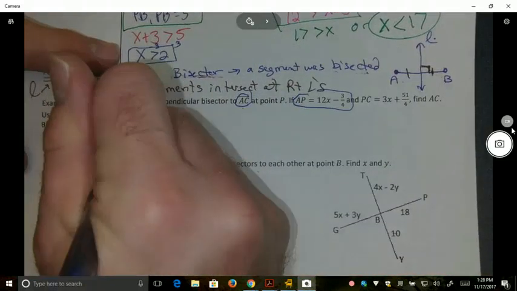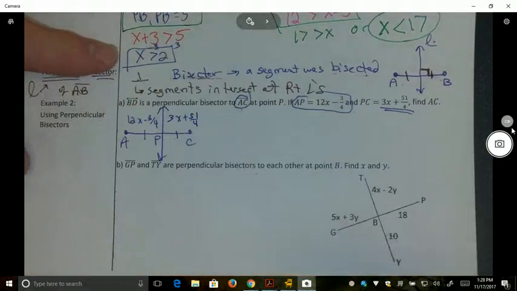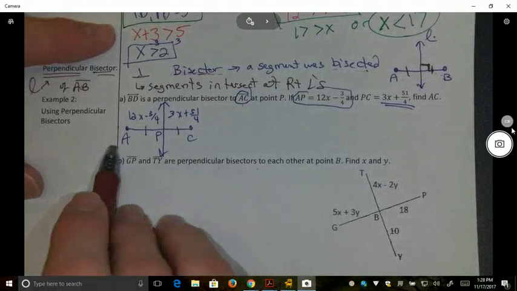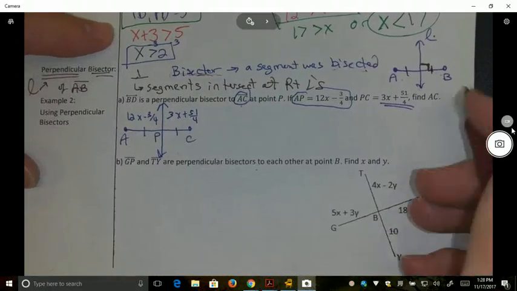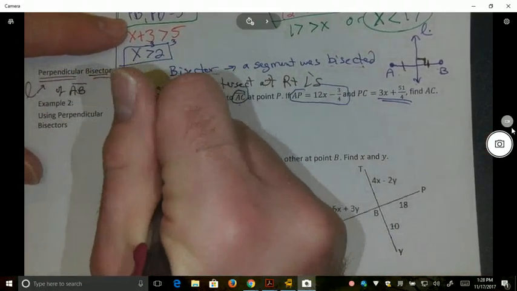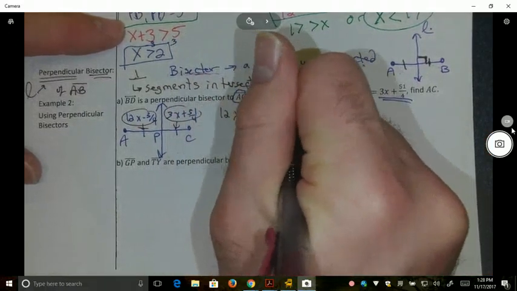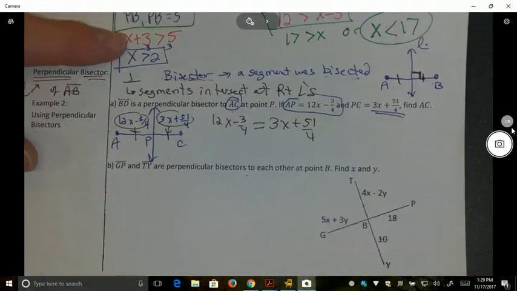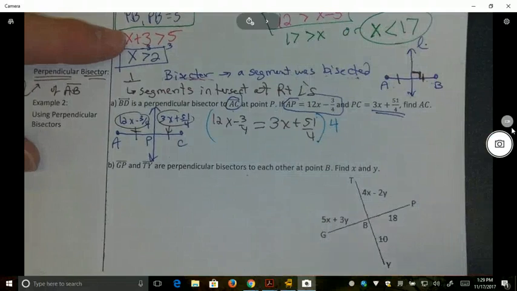AP is that expression, so 12x minus 3/4. PC is that expression, 3x plus 51/4. That means this and this, because it's been bisected, are congruent. Now, if they'd given me the whole thing, then 2 times this would give me the whole thing, if you remember from Unit 1 of geometry. But since those are the two pieces that are congruent, we can set 12x minus 3/4 equal to 3x plus 51/4. To solve, I'm going to get rid of fractions right now by multiplying everything by the least common denominator, which in this case is 4.